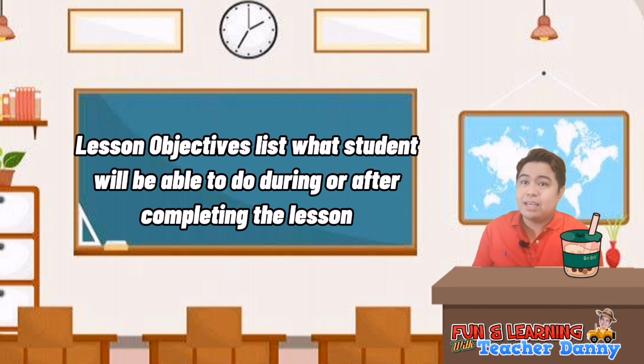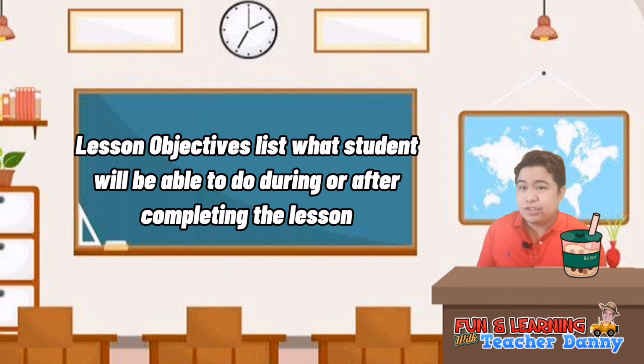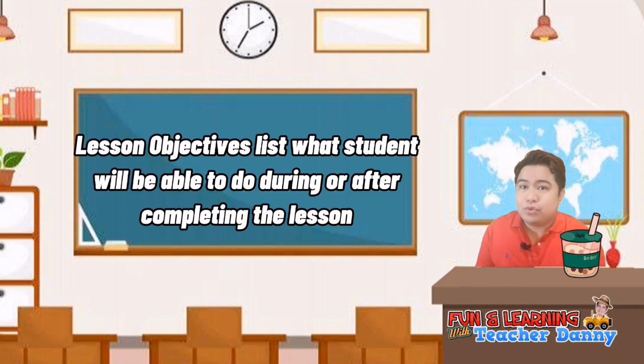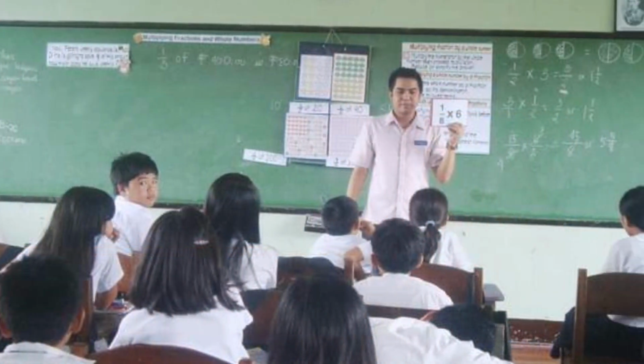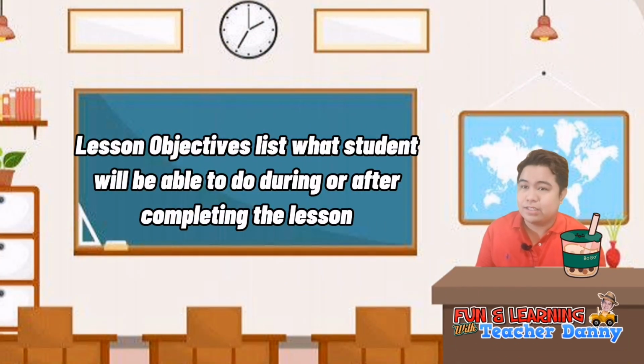Lesson objectives list what students will be able to do during the lesson or after completing the lesson. These are your target goals, which will let you easily tell if your lesson has effectively taught your learners the concepts, the competencies, and the skills.